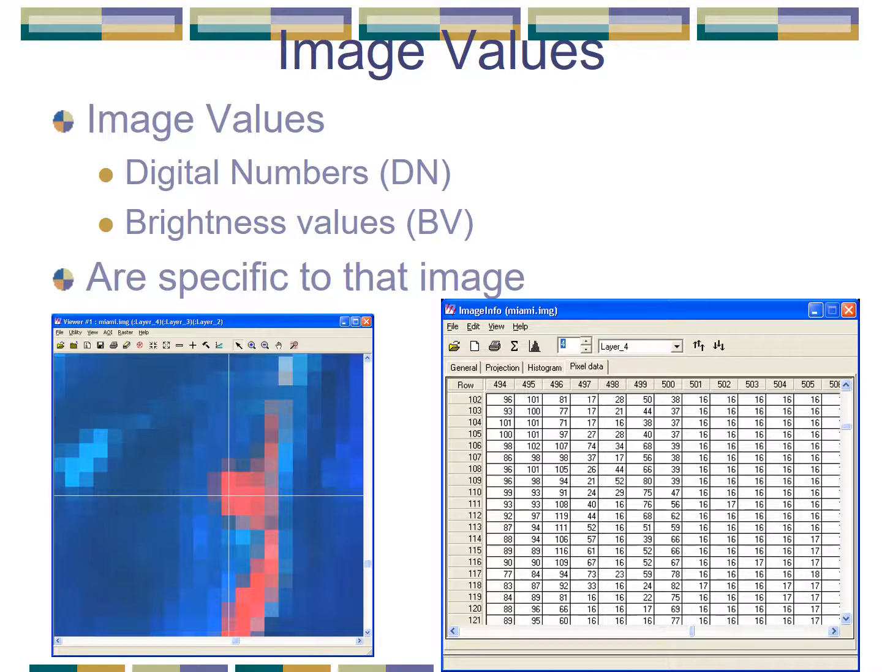So what happens? Well, image values are basically how bright the particular colors are. And digital numbers are, if you were to look at the raster of that data, what it would tell you. It can also be a brightness value. But the thing is, they're specific to each image. And so a value of 12 on one doesn't necessarily have the same meaning as it would on the other, per se.